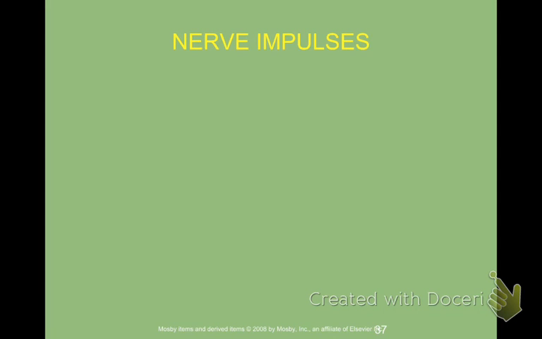All right, today we're going to talk about two things: nerve impulses and how neurotransmitters allow nerves to communicate with each other.